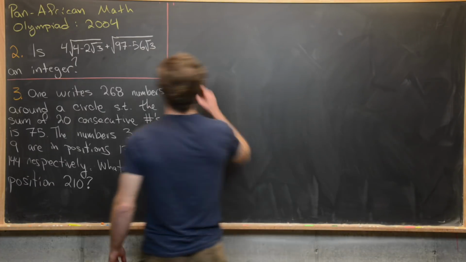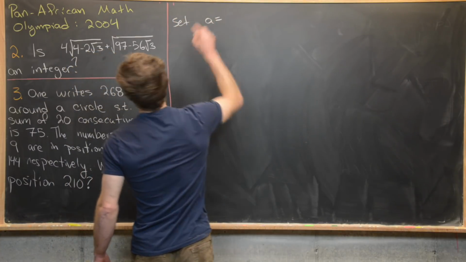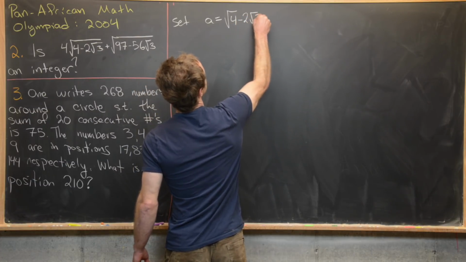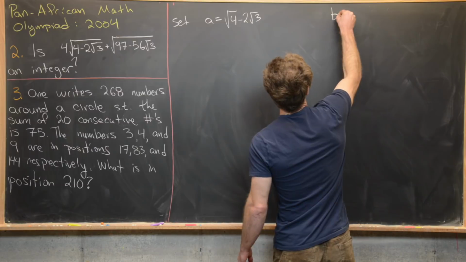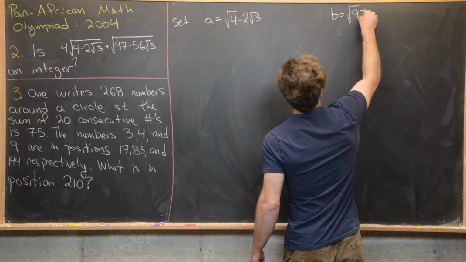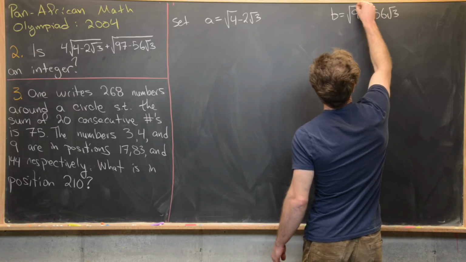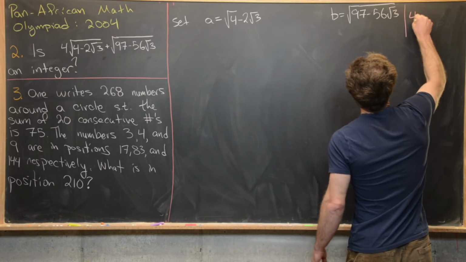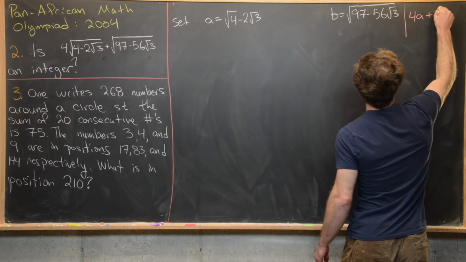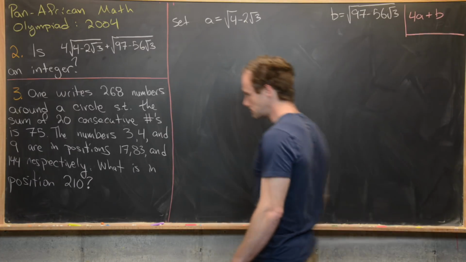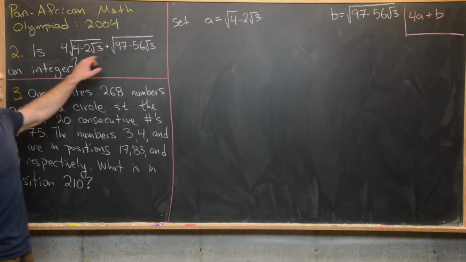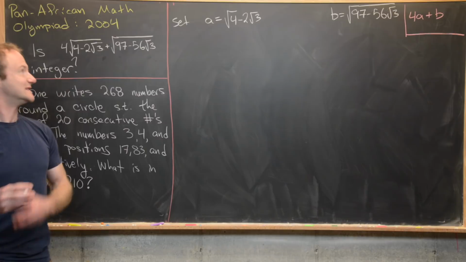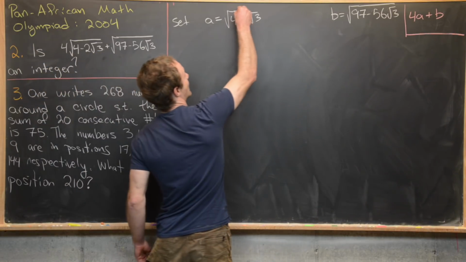All right, so I'm going to set A equal to the square root of 4 minus 2 times the square root of 3, and then I'll set B equal to the square root of 97 minus 56 times the square root of 3. This rephrases our goal as finding a simple description of 4A plus B. Obviously 4A plus B is describable in this form, but that is not obviously an integer just yet. But hopefully if we can decompose these numbers some other way, they will obviously be integers.